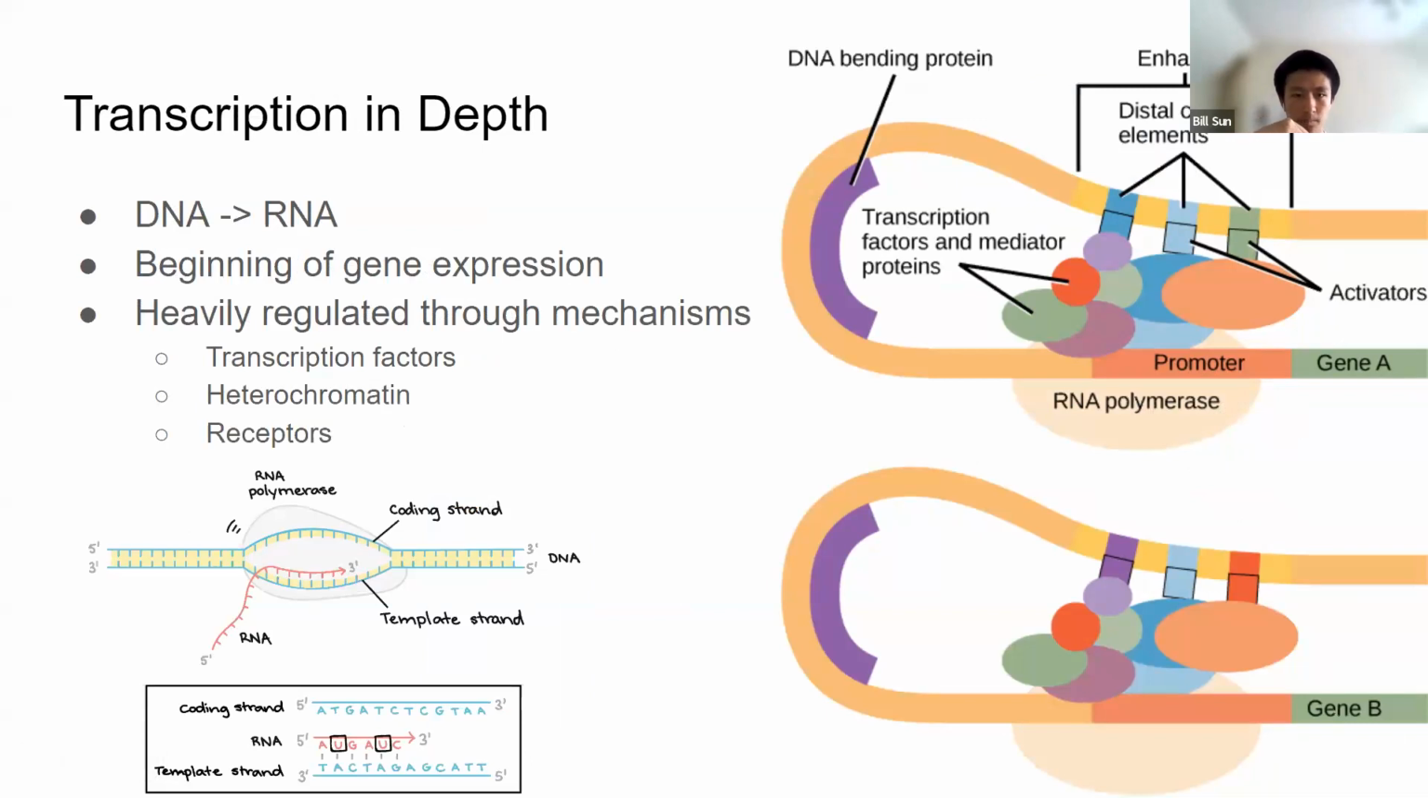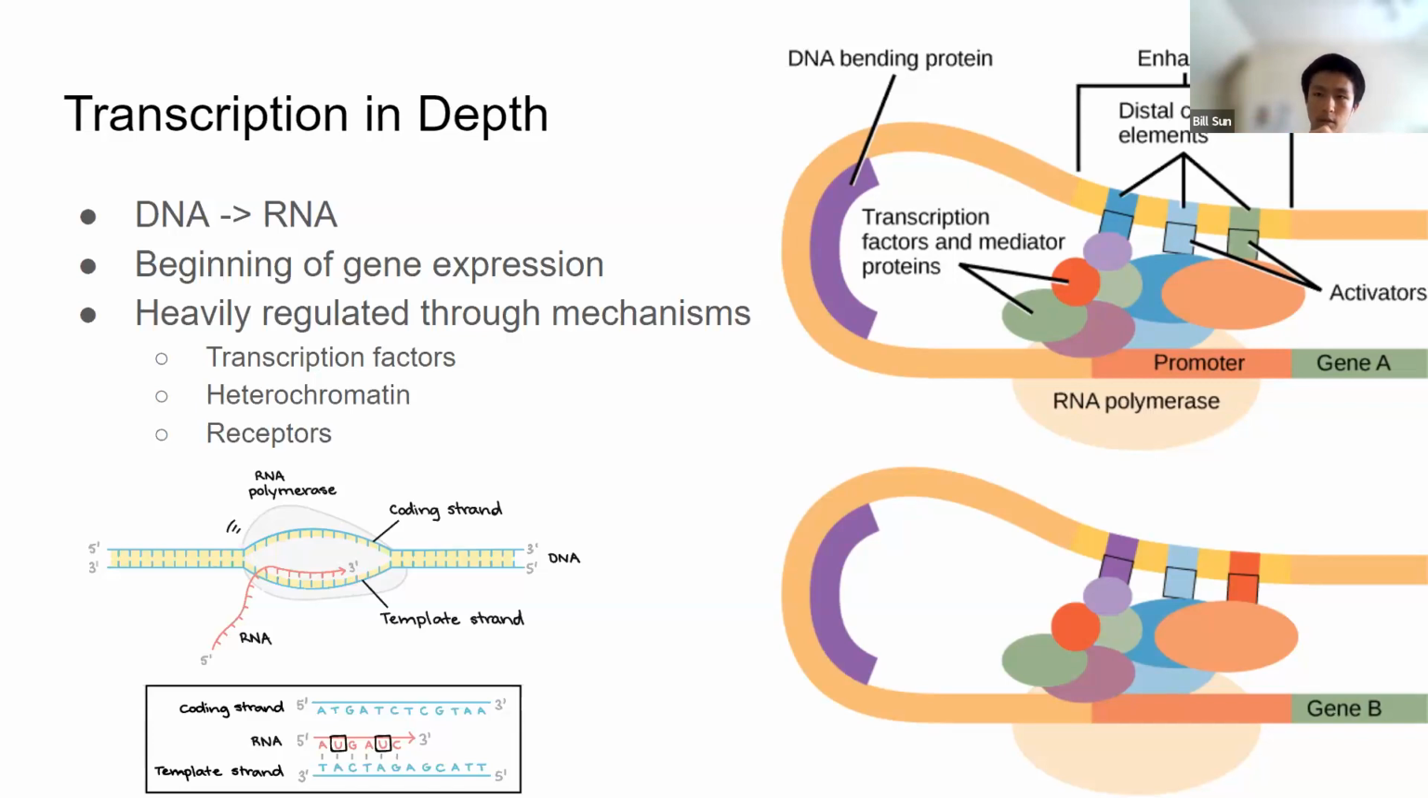And as well, different kinds of receptors commonly check whether or not a particular gene is supposed to be transcribed, or whether or not a gene is supposed to be active. So one example is hormones. You'll see later in the slides, but hormones commonly bind to transcription factors or receptors on the outside of the cell and ultimately cause a gene to be transcribed.